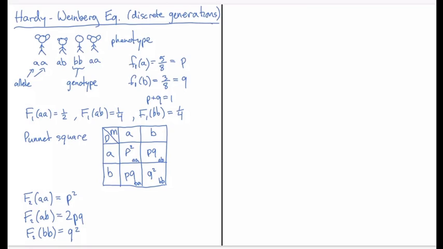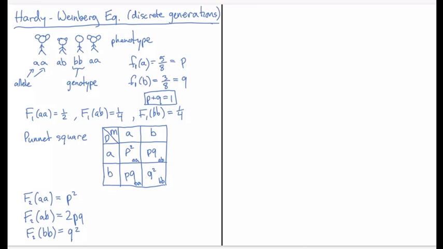And you'll notice, as I had already pointed out, that P plus Q is equal to 1, and if we square that, P plus Q squared is P squared plus 2PQ plus Q squared, which is also equal to 1, because 1 squared is 1. And that tells you that the genotype frequencies also still add up to 1, which is a good thing because that would be our entire population. If not, there would be some other phenotype or genotype sneaking in here.